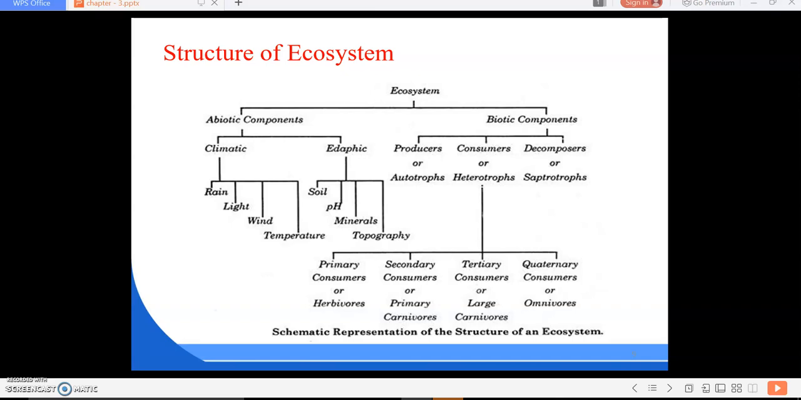We have studied that there are three types of ecosystem. First is the permanent or natural ecosystem, second is the temporary or natural ecosystem, and third is the artificial or anthropogenic ecosystem. Again, the permanent ecosystem is subdivided into two: terrestrial ecosystem and aquatic ecosystem. Then the aquatic ecosystem is subdivided into two: freshwater ecosystem and marine ecosystem.